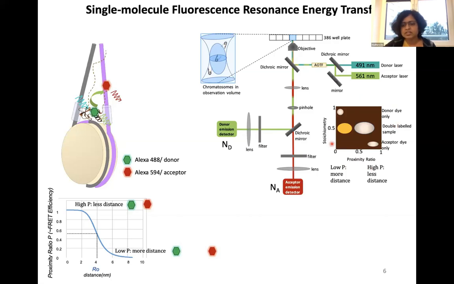So you get a plot typically like this one, where a low peak would mean that the dyes are far apart, and a high FRET peak would mean that the dyes are close to each other. And this distance, I'll come to later, there's a Forster distance. This is the distance at which the FRET efficiency is half of its maximum.